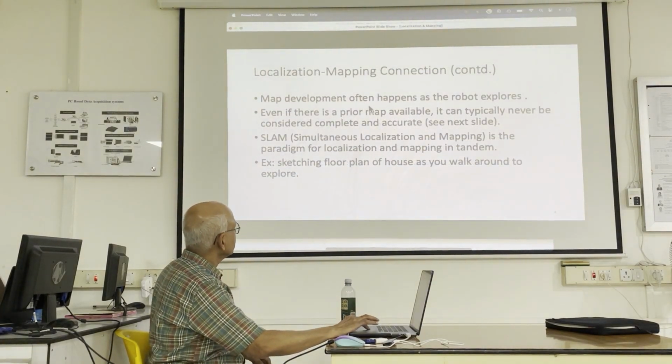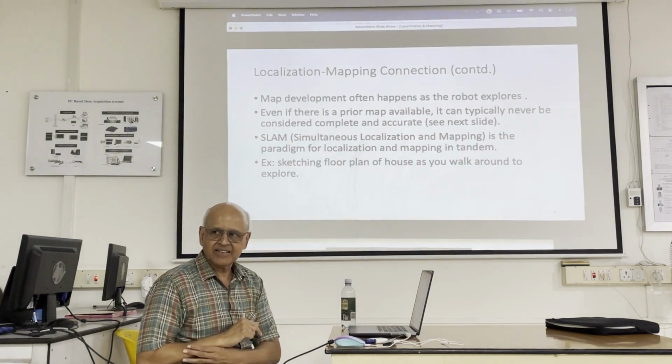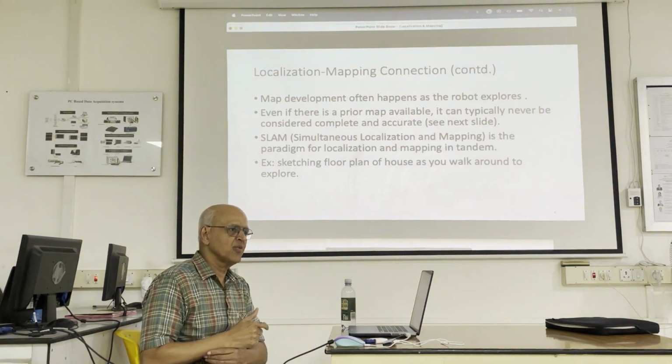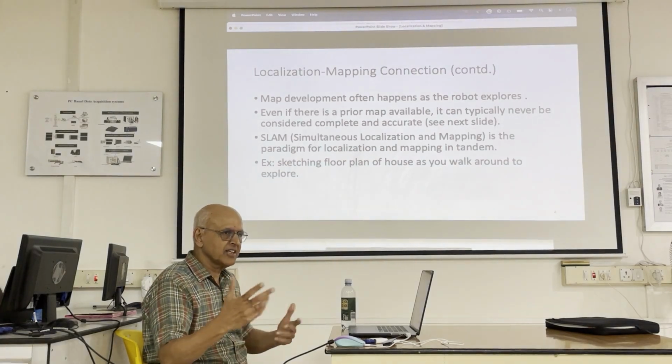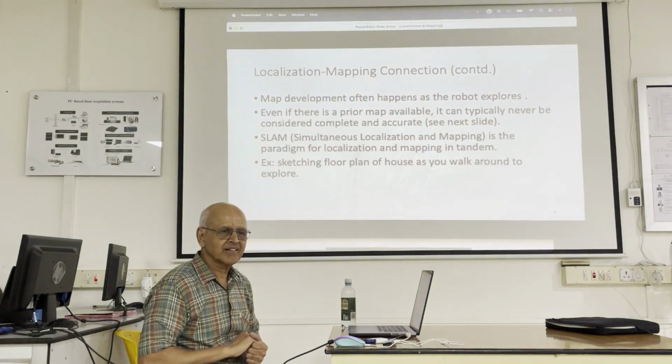So very often map development happens as the robot explores. Now yes, we have Google Maps, right? But the Google map is not the correct map, because for one thing, it does not tell you where the moving obstacles are. So it's for you to figure out where the other cars are, right? It just gives you general directions. But you have to figure out where the other cars are.